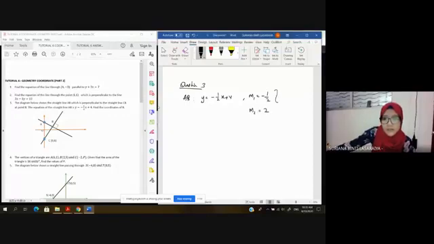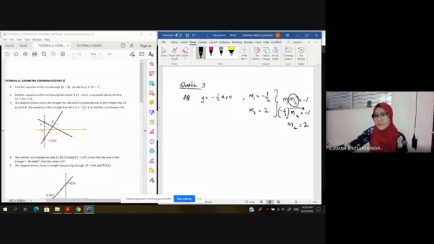Using the property that M1 multiplied by M2 equals -1, to find M2, we have -1/2 multiplied by M2 equals -1. Then bring the bracket here, so you get M2 equals 2. Can you understand? So now you have M2 equals 2. This is the gradient of line CB.